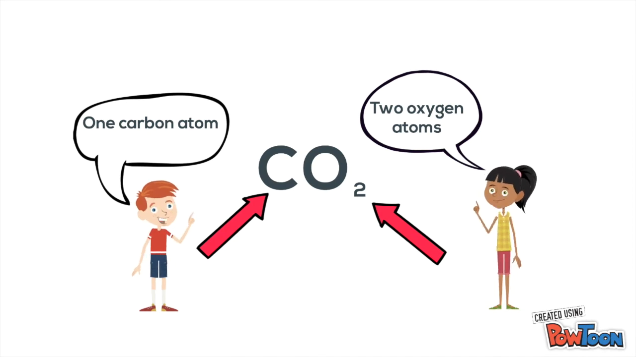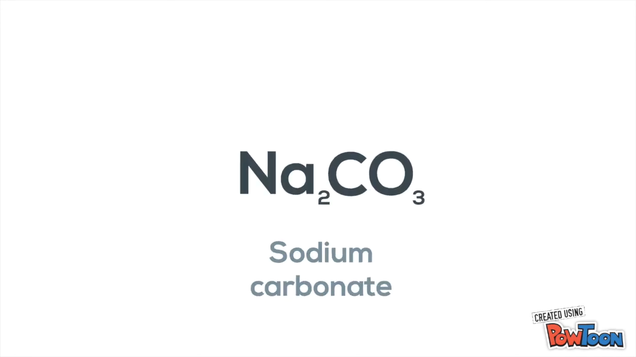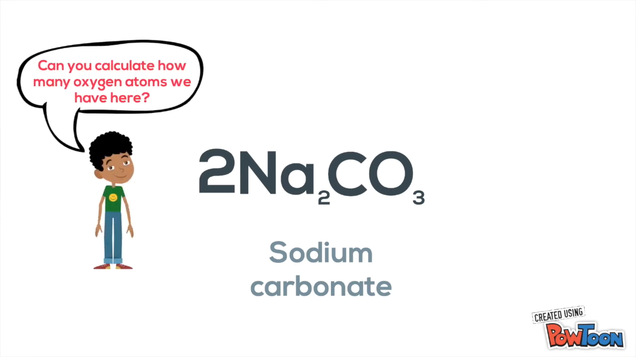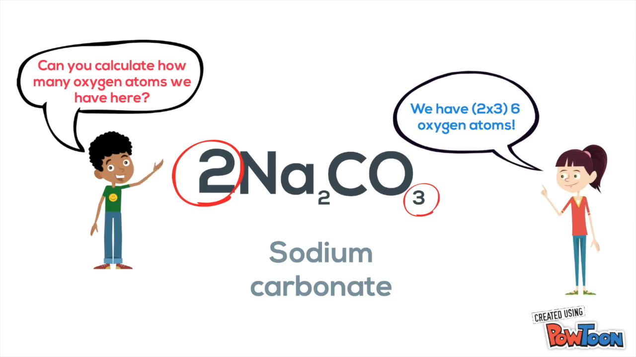The final example is sodium carbonate, which has the formula Na2CO3. The 2 in front means that you have 2 molecules, so you multiply everything by 2 to get the number of atoms. Can you calculate how many oxygen atoms we have? We have 6 oxygen atoms.